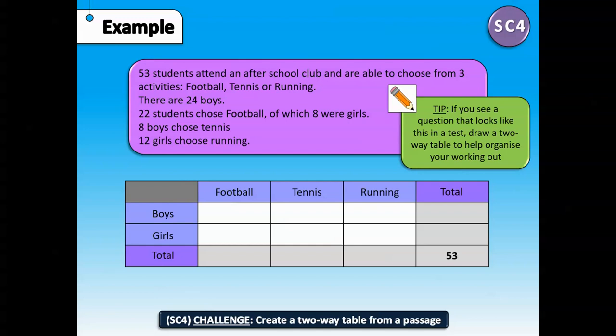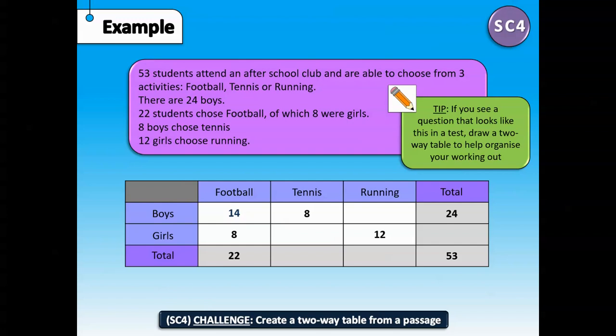We've got 53 students in total. 24 are boys. 22 students chose football, and 8 of them were girls. 8 boys chose tennis, and 12 girls chose running. So now we can complete the rest of the two-way table.